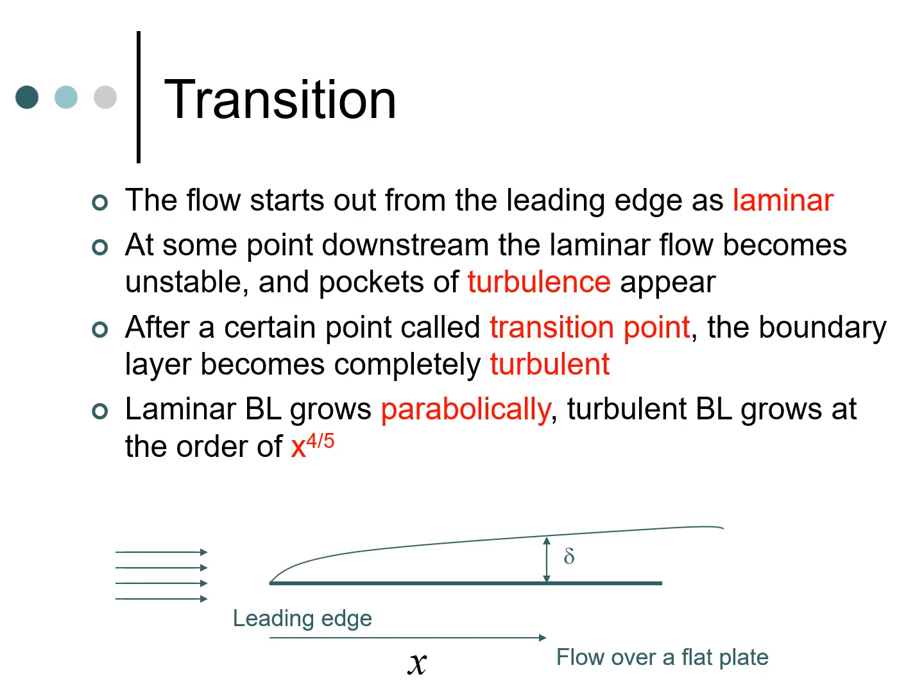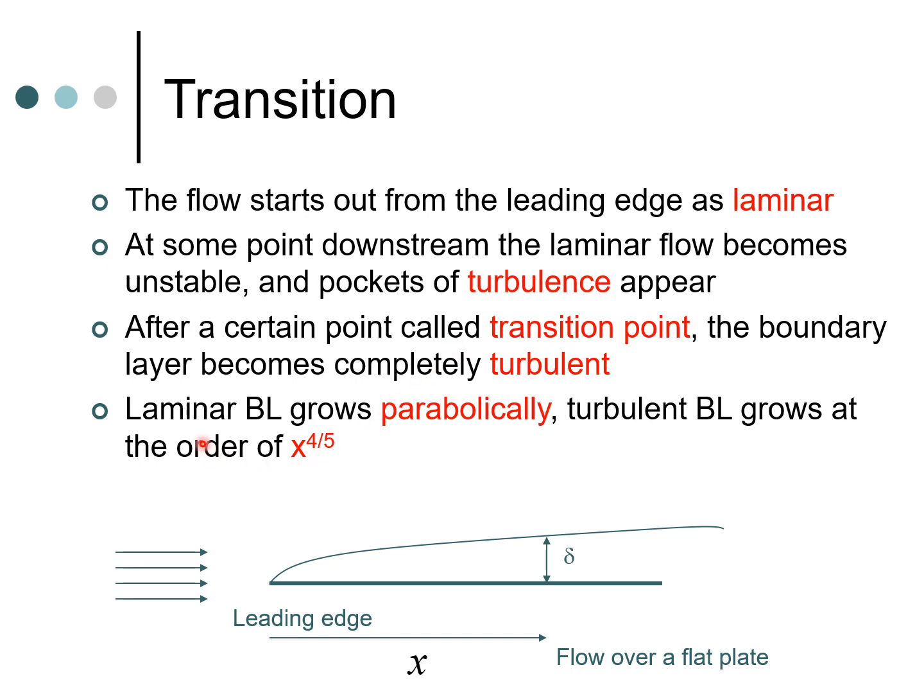Now one more problem or phenomenon where Reynolds number plays a big role is in the issue of transition. And transition essentially refers to the transition of a laminar boundary layer to a turbulent boundary layer. So essentially the flow starts out from the leading edge as laminar, and at some point downstream the laminar flow becomes unstable, and so pockets of turbulence start to come up, and after a certain point called the transition point the boundary layer will become completely turbulent. So that's something which happens in real life situations.